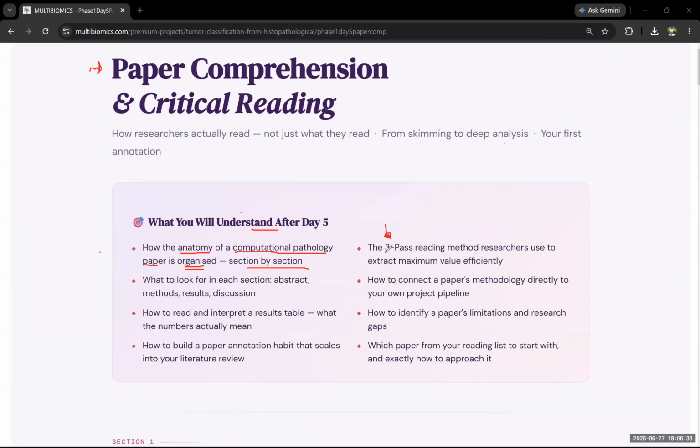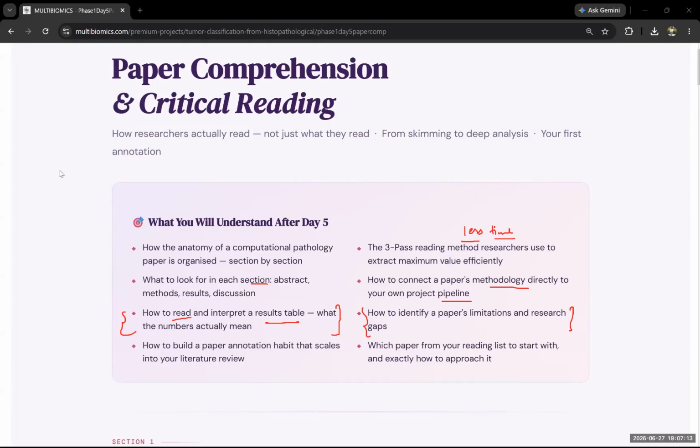There is a method of reading a scientific paper, a three-pass reading method, which researchers should use to get the maximum value efficiently. That means you should understand most of the things and take less time. Also, you must not be mentally exhausted, right? What to look for in each section, how to understand the methodologies and pipelines, and how to read the result tables, because I'll give you some papers to read for our project.